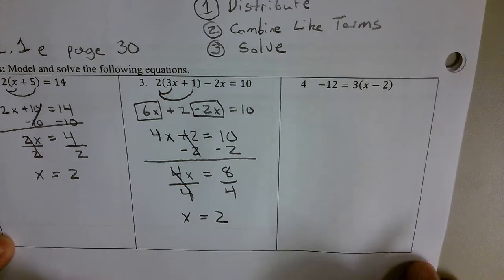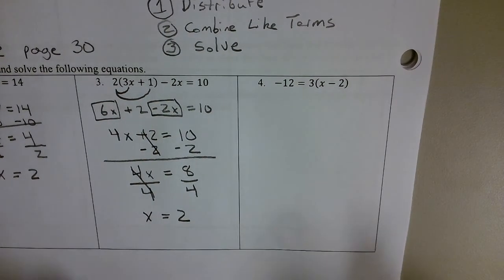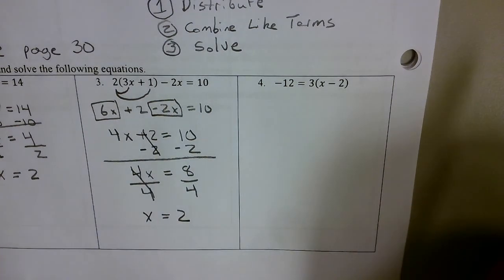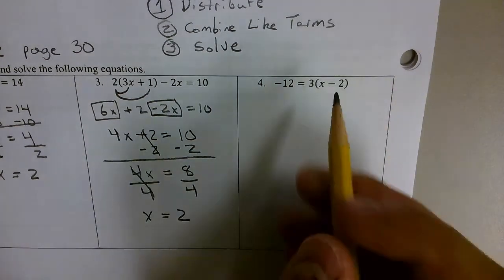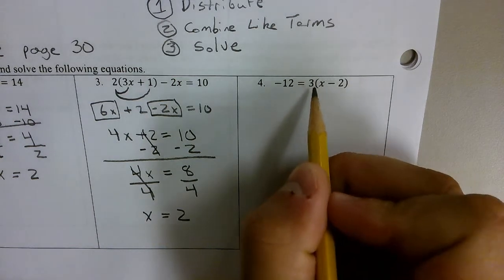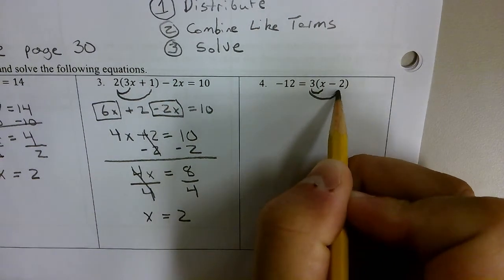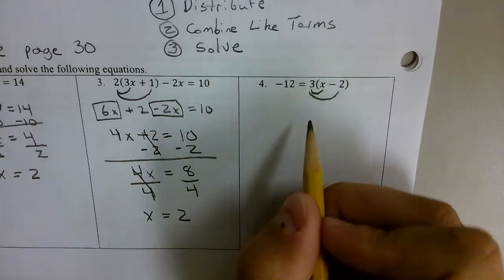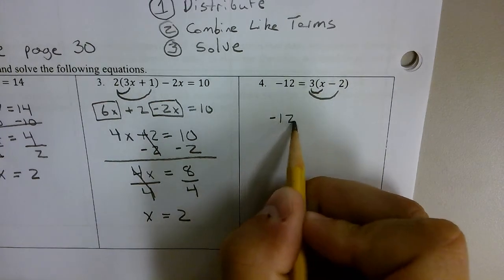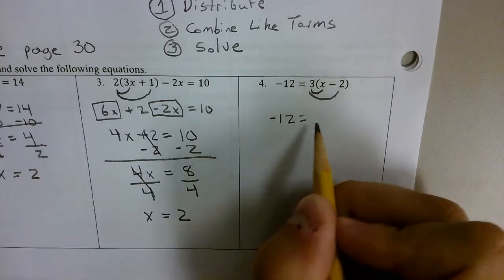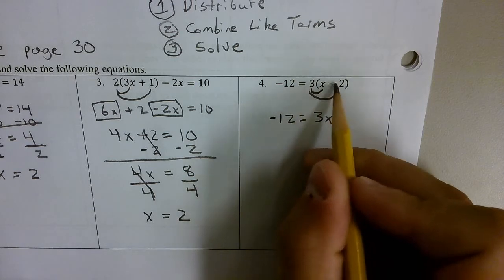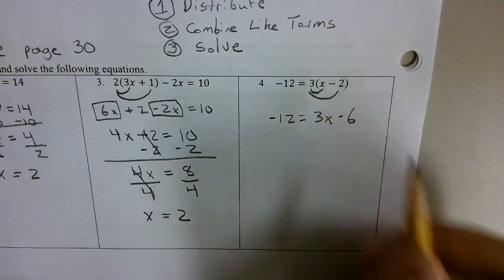Our last example on this page is number 4. Again, following those steps, first thing I need to do is distribute my 3 to the inside. So on this side, I have negative 12 equals, and then 3 times x is 3x. 3 times negative 2 is negative 6.